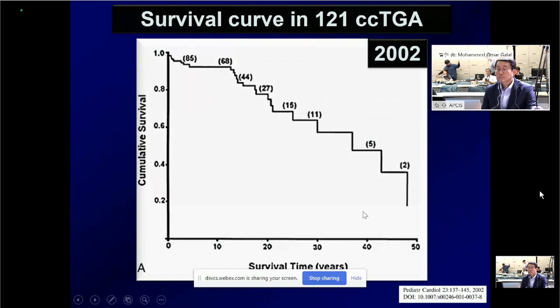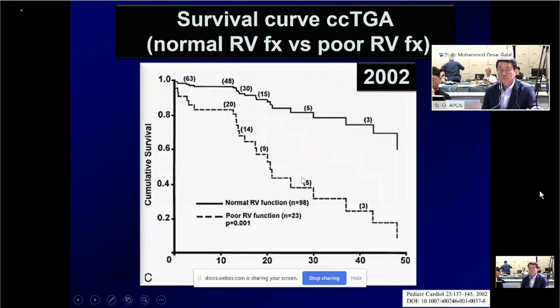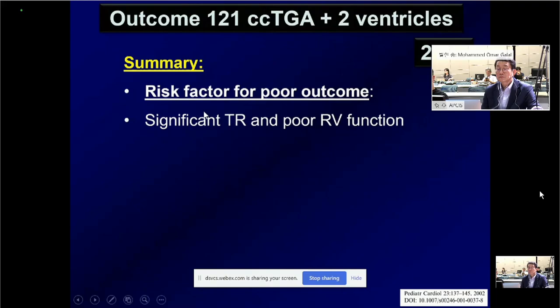Here, comparing no TR versus significant TR, big difference. Even more difference between normal RV function, which is this one, versus abnormal RV function. Very big difference in prognosis. And the risk factor for poor outcome, again, and this is very important: significant TR and poor RV function remain throughout the literature the worst risk factors for outcome.